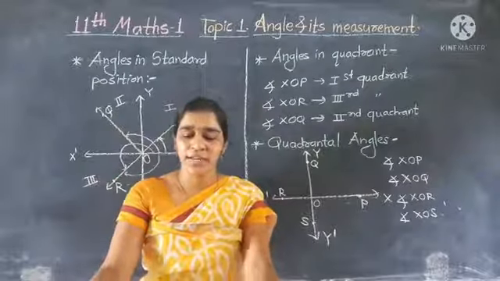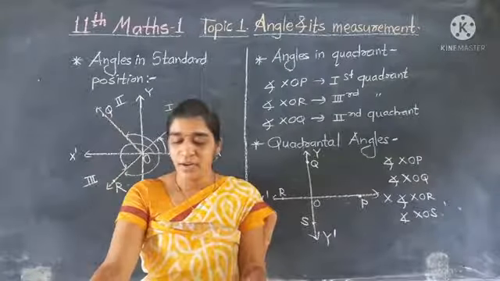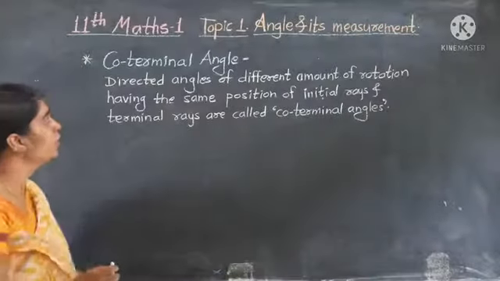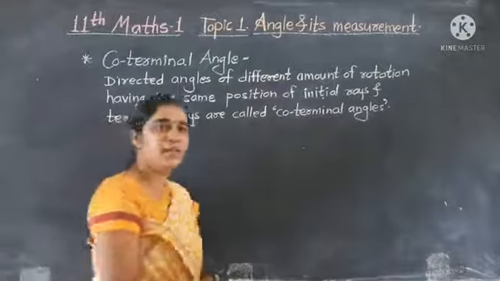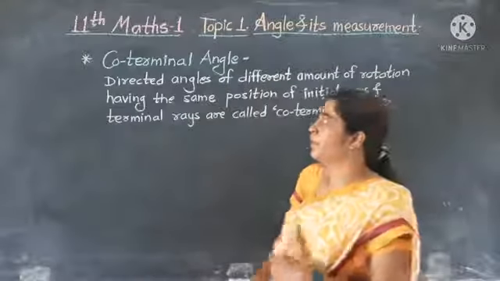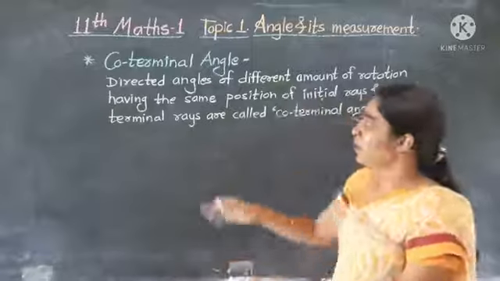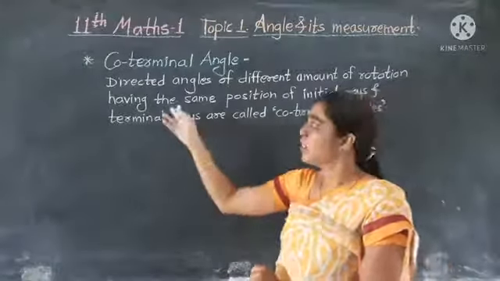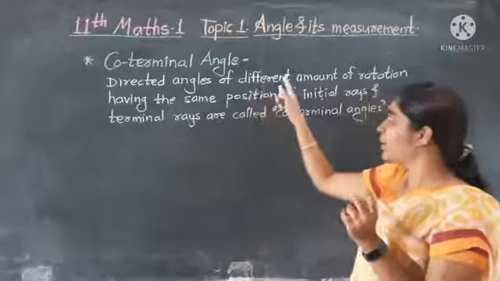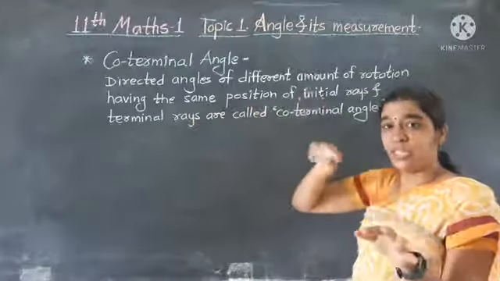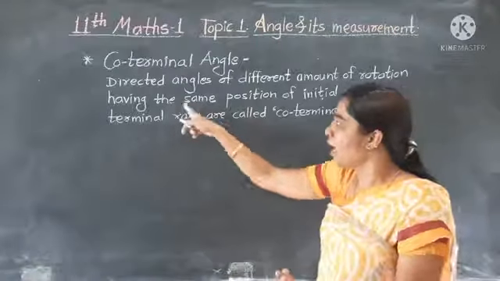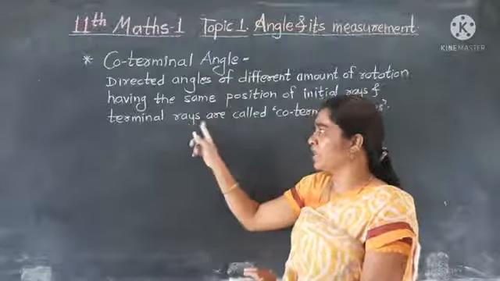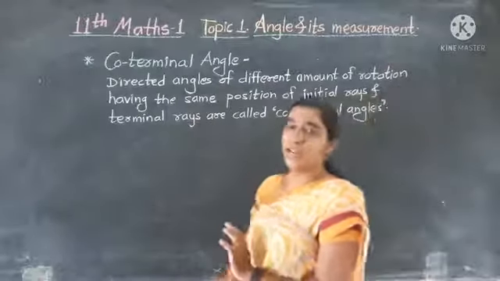Okay, understand all these concepts. Now one more concept remains. See students, the last one, coterminal angle. This is a new word, coterminal. What is the meaning? Directed angles of different amount of rotations. There may be different rotations having the same position of initial rays and terminal rays; these are called coterminal angles.